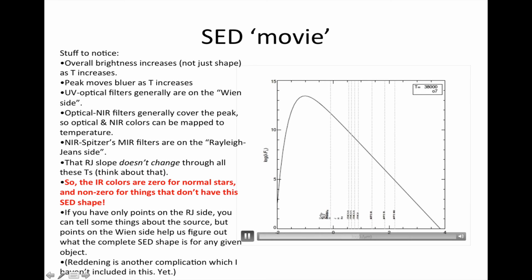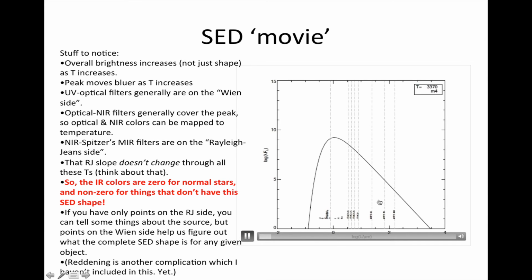Okay? Now these completely illegible labels down here say UBVRI, because those are typical optical bands. And the I has a vertical line. Then we've got J, H, and K, no lines, near infrared. We've got the 4 bands from IRAC on Spitzer, 3.5, 4.5, 5.8, and 8 microns. Then we have MIPS, 24, 70, and 160 microns.